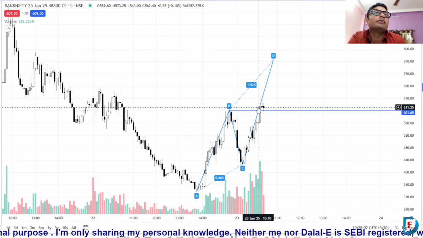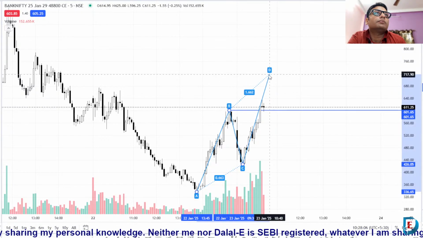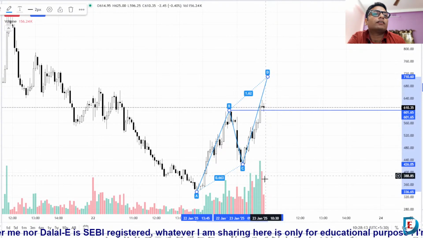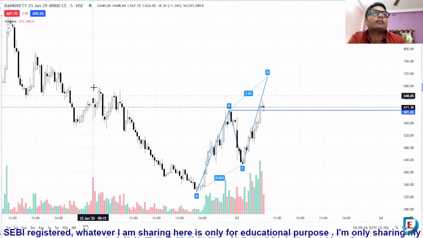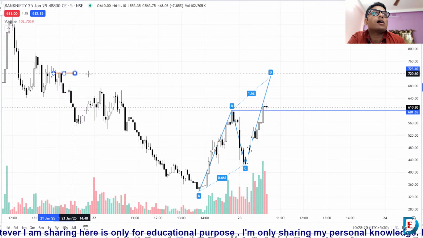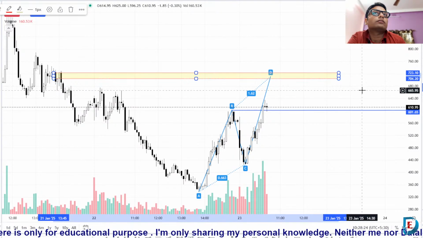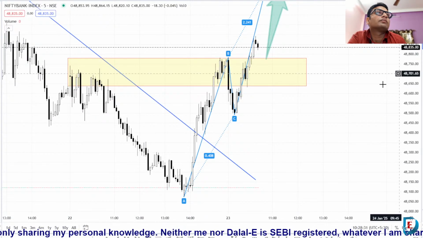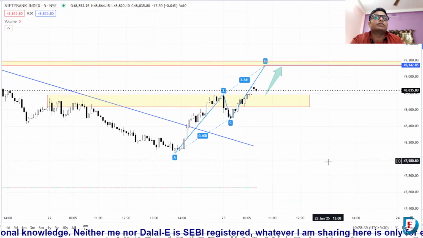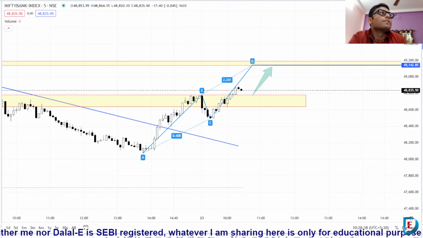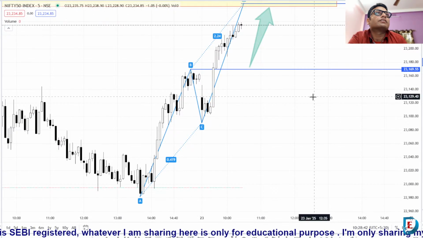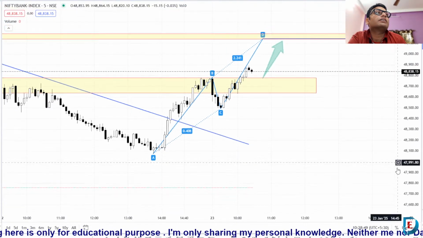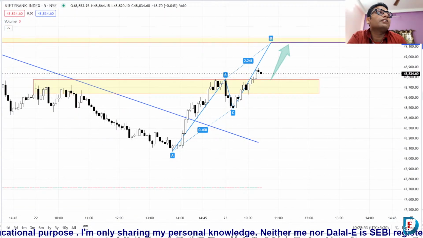Price broke this level, but this is exactly what is going on. This was the trade, and this was the trade. Same thing, Bank Nifty and Nifty 50.